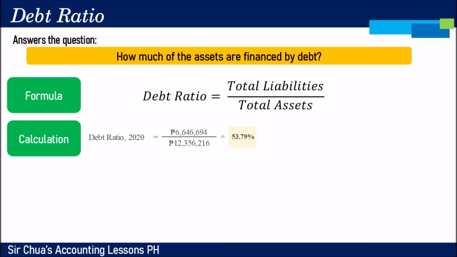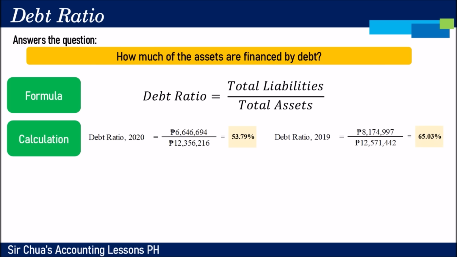Let's calculate for 2020. You just get the total liabilities. Pag-a-addin nyo lang po si current liabilities at si non-current liabilities, which will give you a total liability of 6,646,694. You simply divide it to the total amount of assets for 2020, which is 12,356,216. And the debt ratio for 2020 is 53.79%.